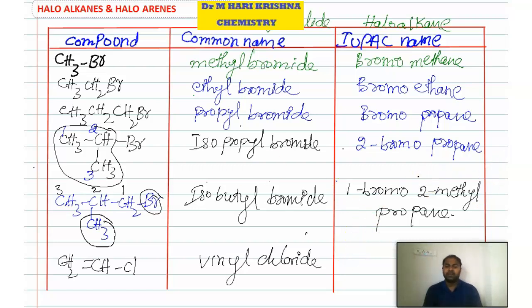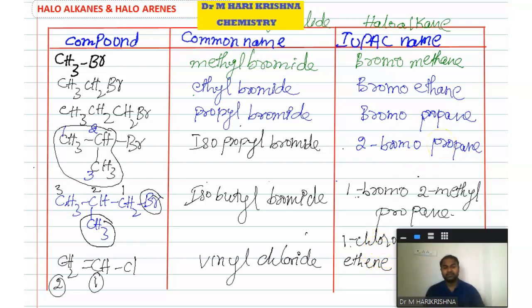So what about the IUPAC name? IUPAC name means here double bond is there and chloride is there. So we can give numbering from here. This is 1, this is 2. So now tell me, students, what is the name of the given compound? 1-chloro ethene. 2 carbons, eth. Double bond is there, ethene. So 1-chloro ethene.